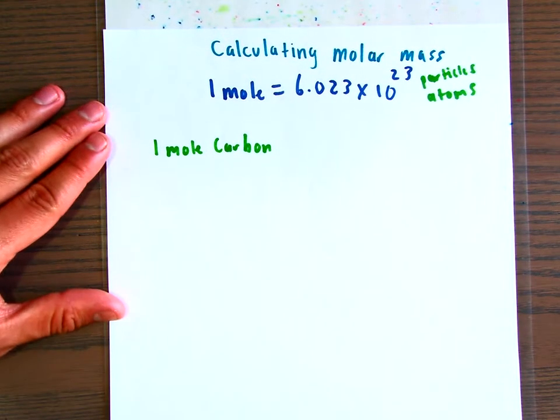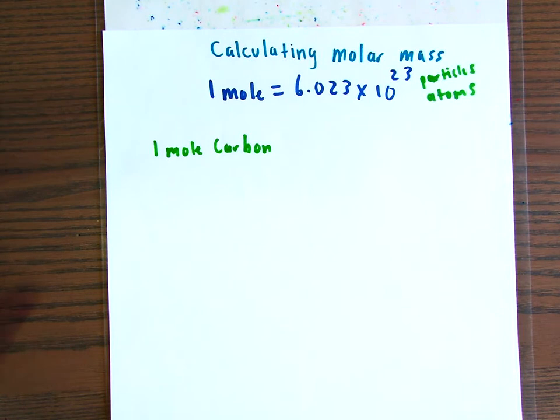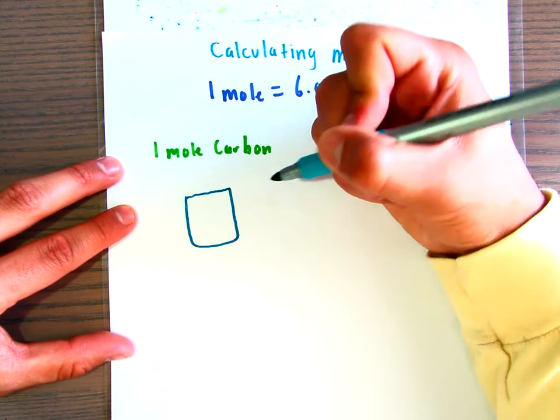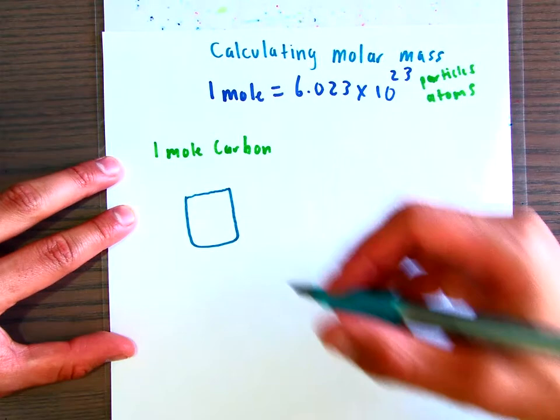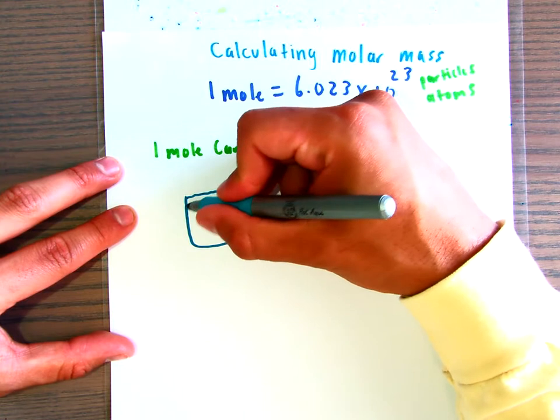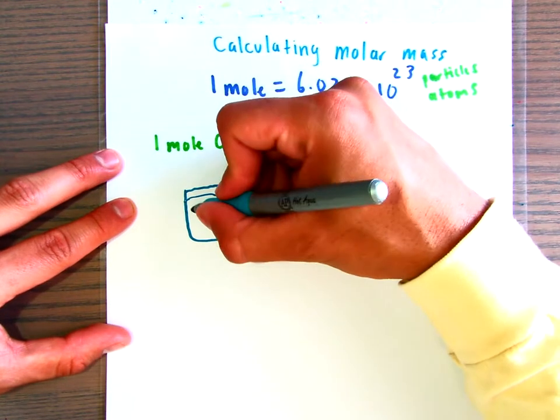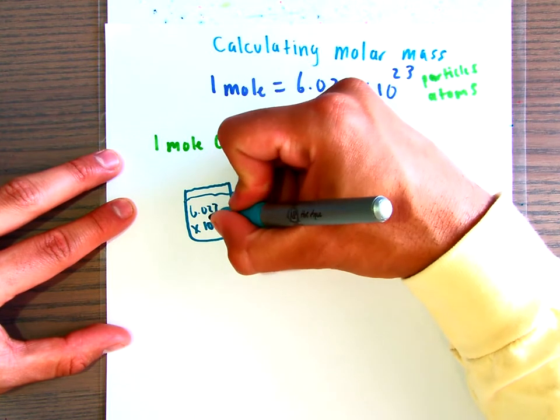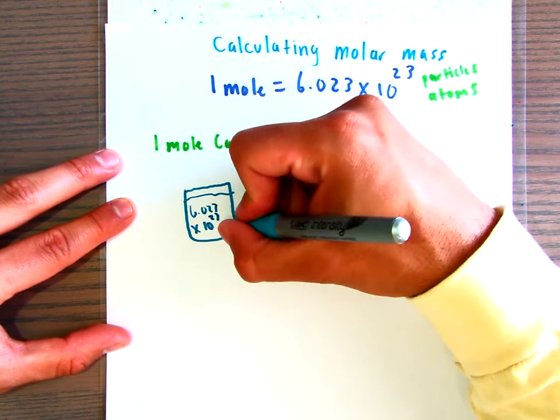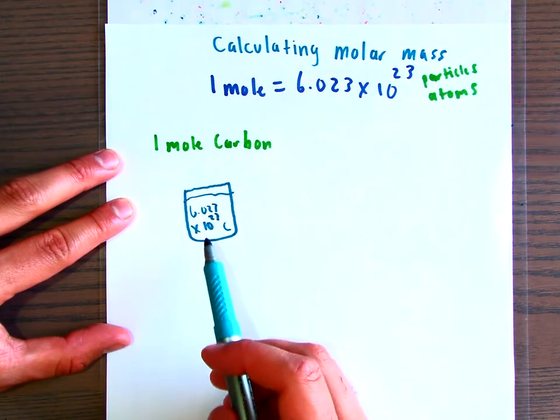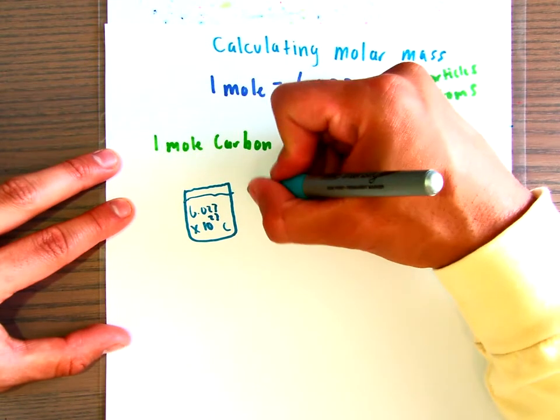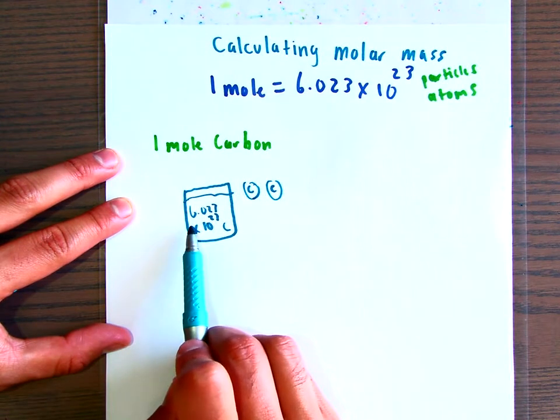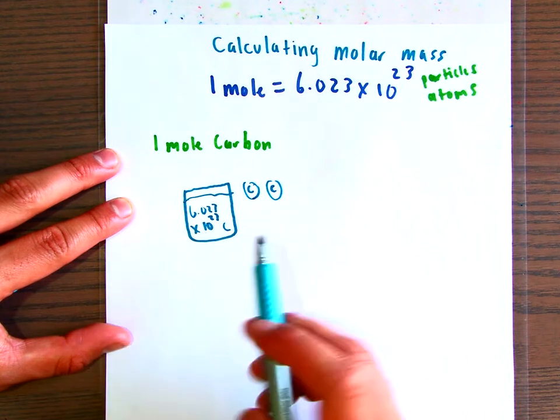If I were to put this 1 mole of carbon on the scale, so let's say I have a flask here, right? I have 1 mole of carbon. What does that mean? Well, that means that inside of this I have 6.023 times 10 to the 23rd atoms of carbon. Okay, so obviously that's a lot of carbon atoms, right? Each carbon atom looks like this. So we would have that many if we had 1 mole. 6.023 times 10 to the 23rd.